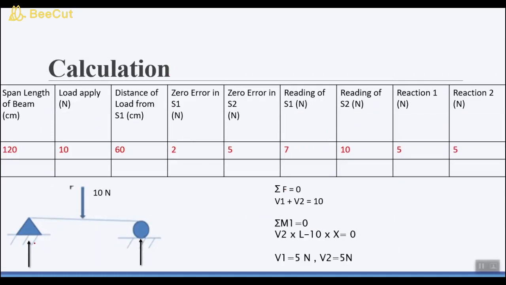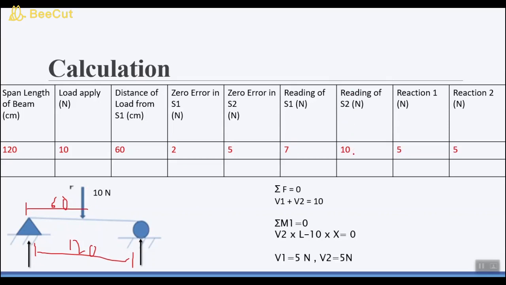First, let's suppose this is the beam model and the span length is 120 centimeter. The load you have applied is at the center, at a distance of 60 centimeter from spring balance 1. The error in spring balance 1 is 2 Newton and the error in spring balance 2 is 5 Newton. After applying 10 Newton at the center, the spring balance 1 reading is 7 Newton and spring balance 2 reading is 10 Newton.